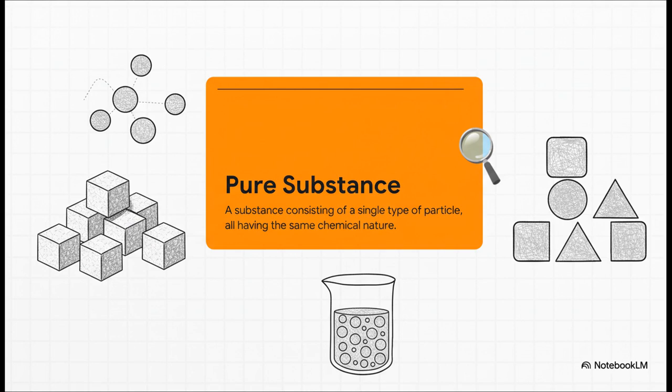So let's lock this in. A pure substance is a form of matter where every single tiny particle is chemically the exact same as the one next to it. Think of a pure gold bar. It's just gold atoms, over and over and over. Now that we've got that down, let's see how this one idea helps us classify everything.